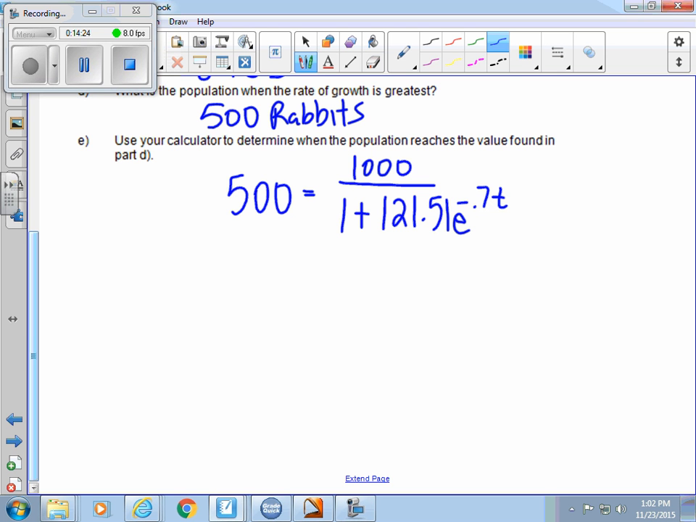Your TI-89 will solve equations for you. You could use that as well. I don't care how you do it. You've got to do it some way. I would probably use the graph, but that's up to you. If you are using the graph, what do you need to set your Y max at? Something bigger than 500, correct?